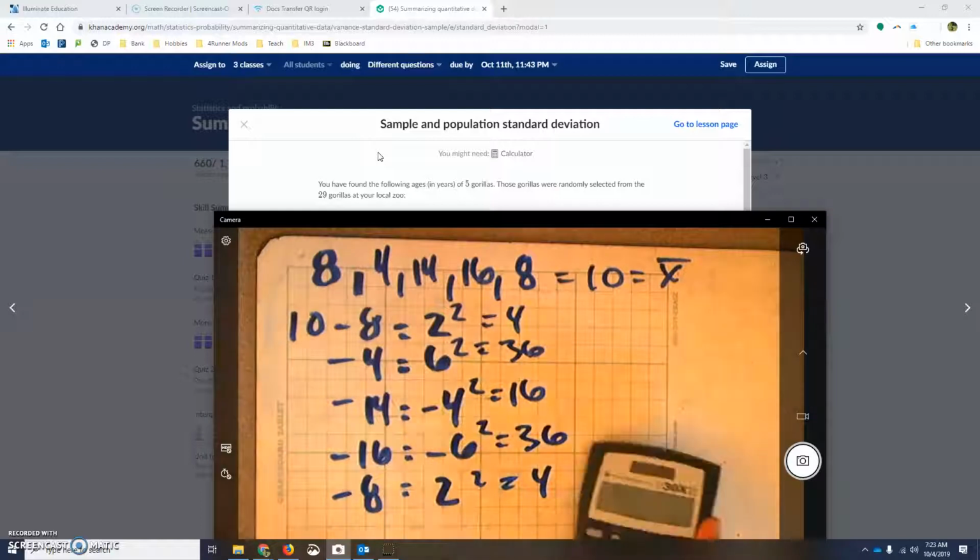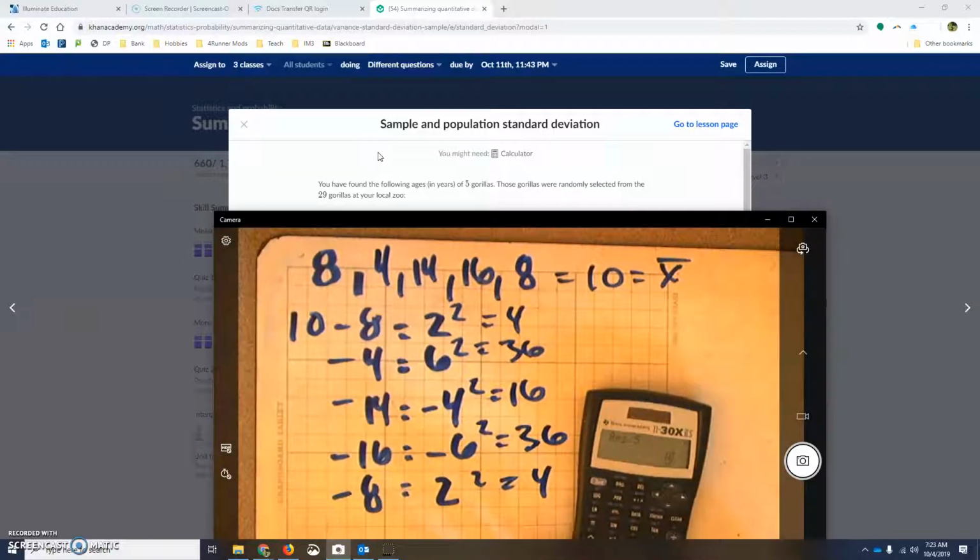So remember, this is where we get something slightly different from before. We're going to add them all up. So 4 plus 36 plus 16 plus 36 plus 4. So we have 96 in here. Now instead of dividing by 5, we're going to divide by 4 because it's a sample. And we get 24.